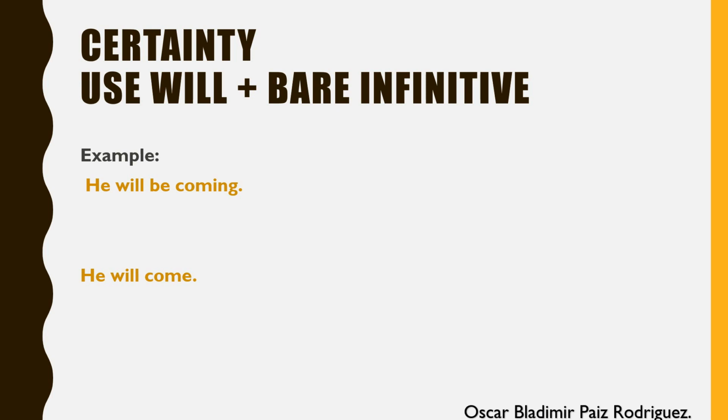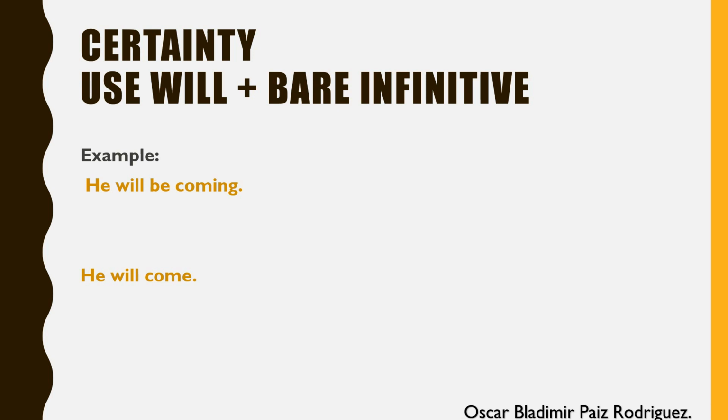We have another example, he will be coming. In this example, I am expressing certainty that he will come. I am considering that action of him coming as continued. That is, I am thinking of it happening over some time period. This suggests certainty that his transit will occur.